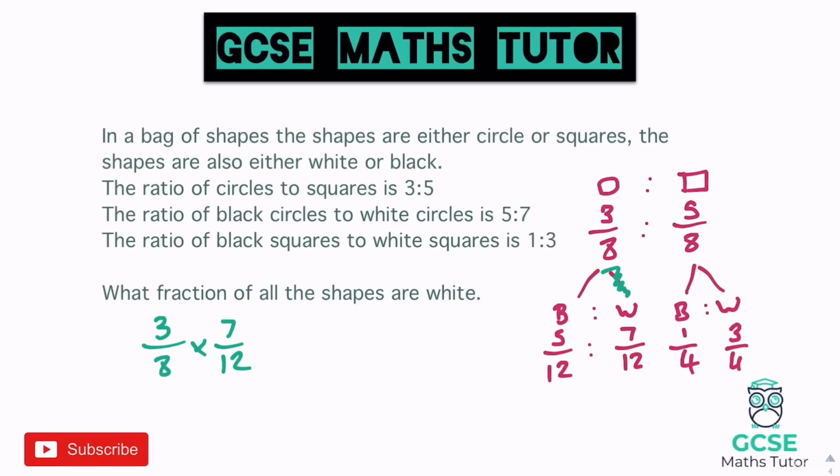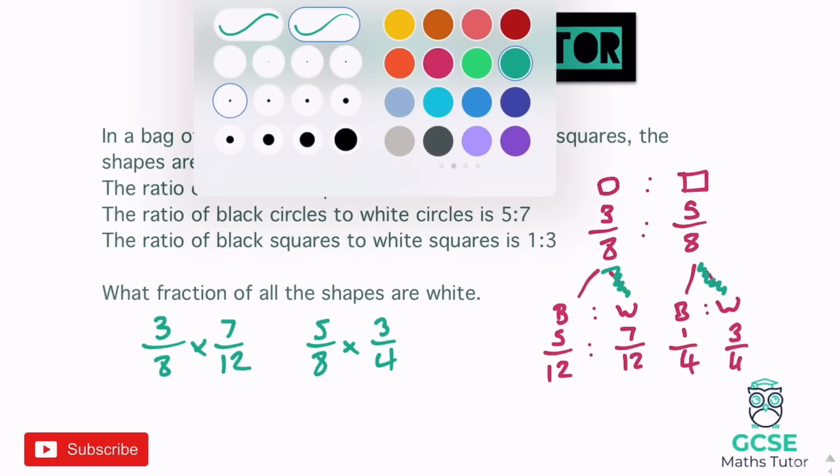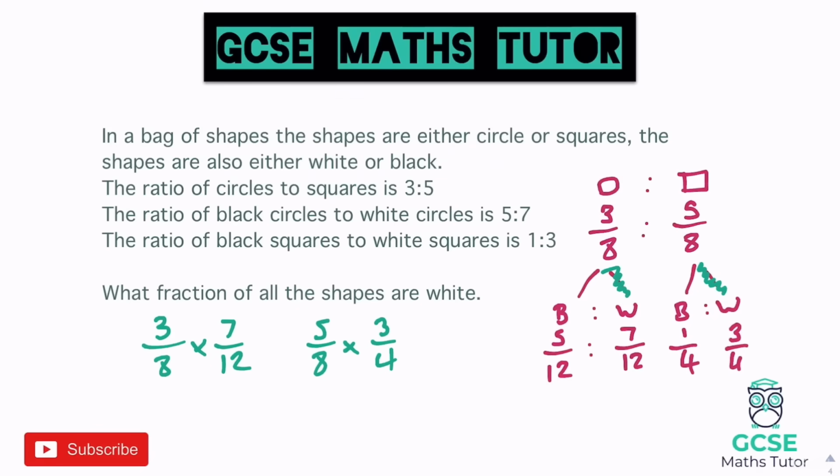I can do the same with the squares, so 5/8 multiplied by that one there, 3/4. So 5/8 multiplied by 3/4, and that's going to tell me the fraction of squares that are white. Now if we work these out, times in fractions is nice and easy. So times in the top, let's just move this to the side a little bit. So times in the top there, we would get 21 over 96. Times in these on the right, we would get 15 over 8 times 4, which is 32. And there's our two fractions.